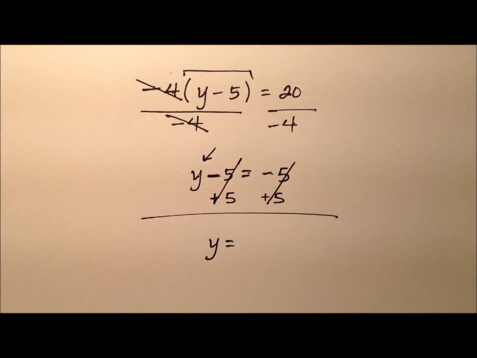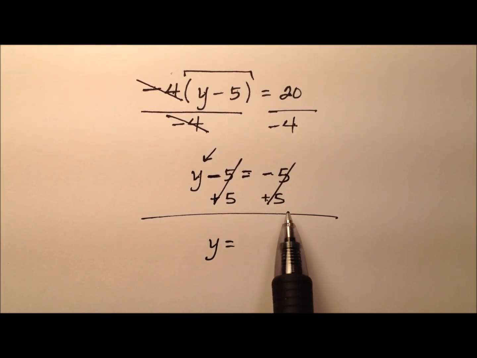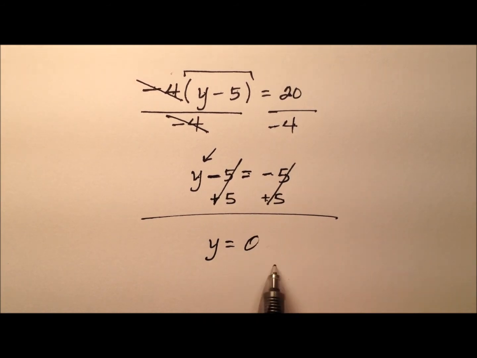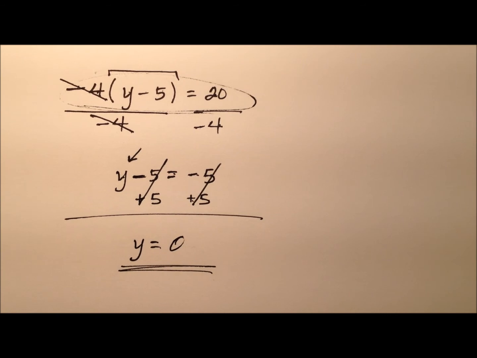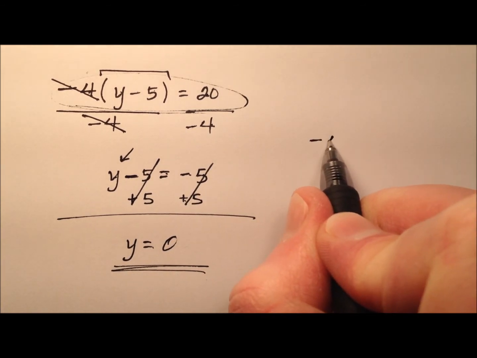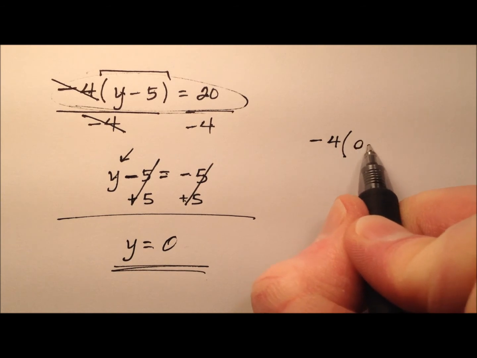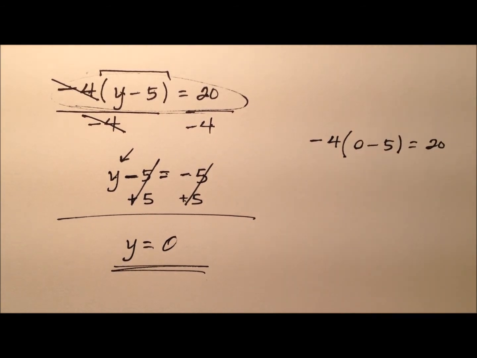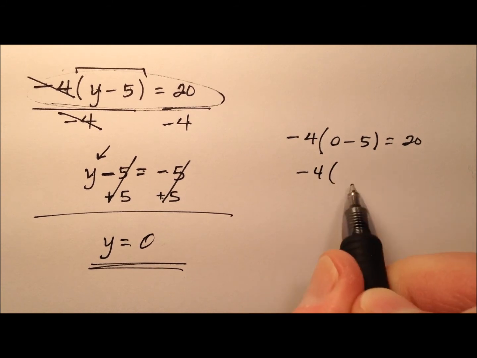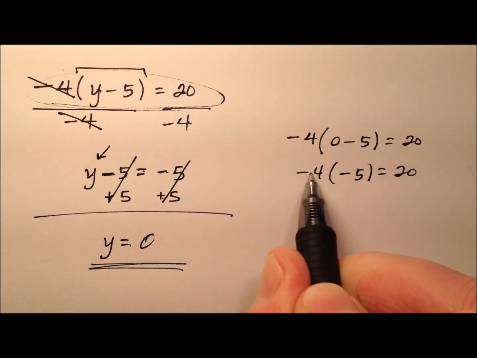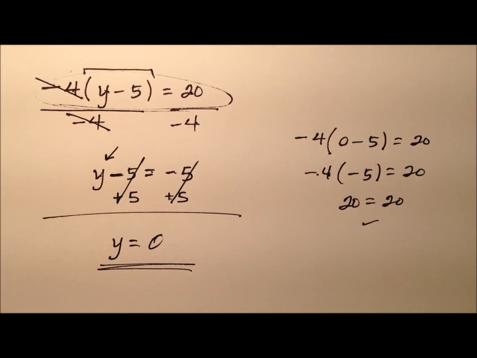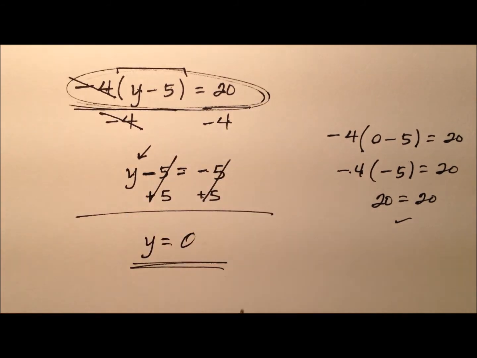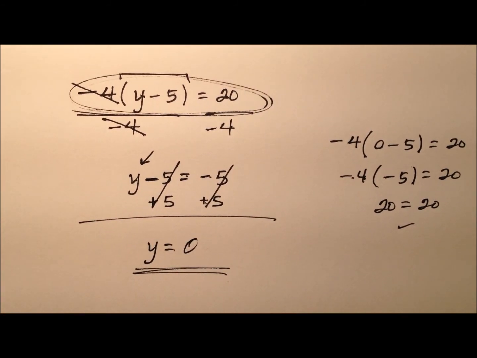So what is the value for y? Well, negative 5 plus 5 is, well, 0. So in this case, y equals 0. So the only value that will make this equation true is if y is 0. Well, let's go ahead and plug that in and see if that's true. So negative 4 times 0 minus 5 equals 20. Well, 0 minus 5 is negative 5, and negative 4 times negative 5 is positive 20, so 20 equals 20. So the correct solution then for this third equation is indeed y equals 0.